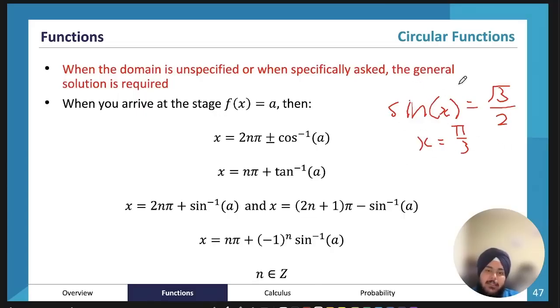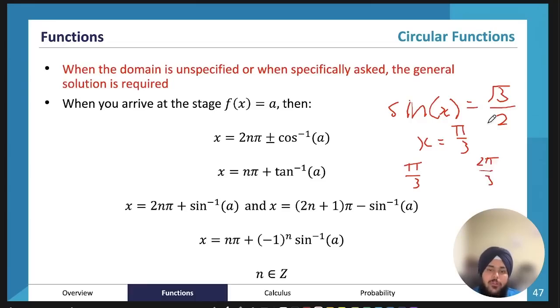So when is sine of x equal to root 3 on 2? Or positive root 3, and that's in the first and second quadrant. So what are the values going to be in the first and second quadrant? Well, they are going to be pi on 3 and also 2 pi on 3.